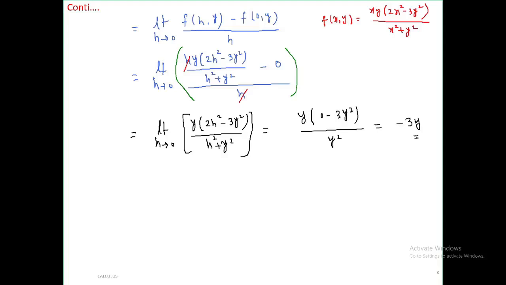So therefore this is what fx, isn't it? fx at 0 comma y. This value is how much? This value is minus 3y. Okay, so assume this is 1. Now let us proceed to fxy.